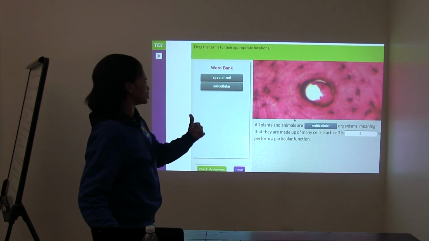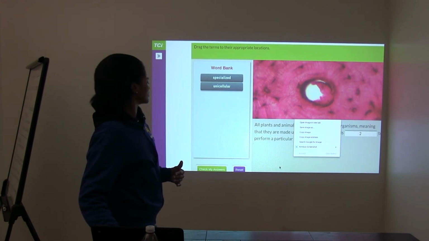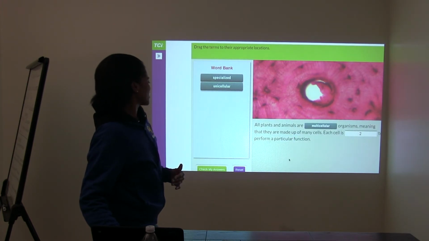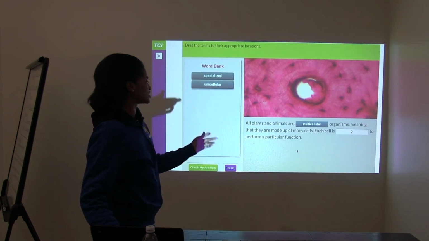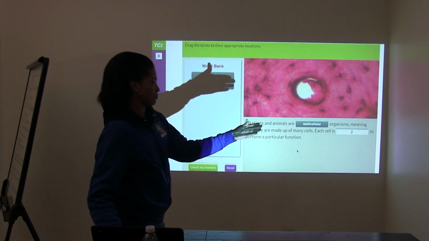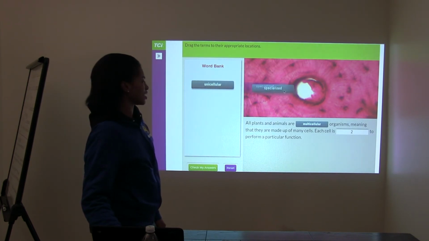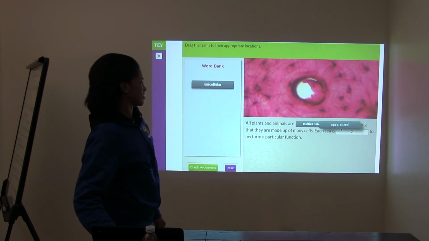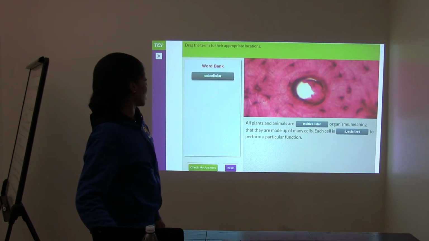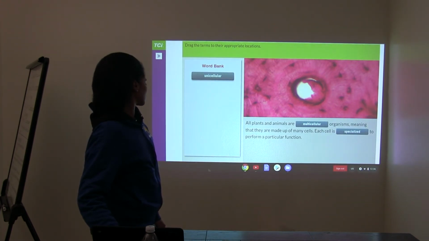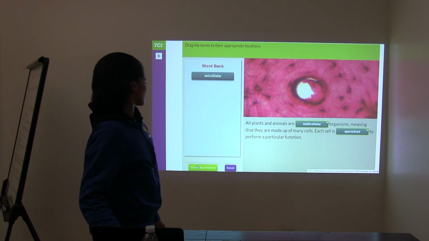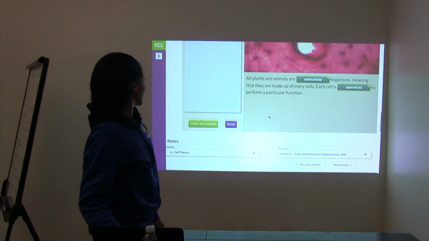I know if you were here, you would do it. So I'm just going to drop that in there for you. All right. Meaning that they are made up of many cells. Each cell is specialized to perform a particular function. Specialized. All right. And keep that in mind. Check our answers here. And we are correct. Okay.